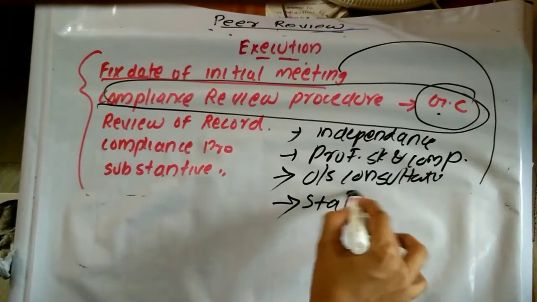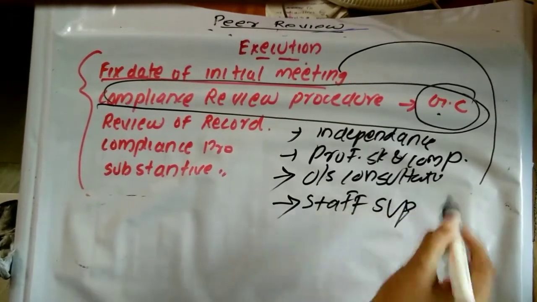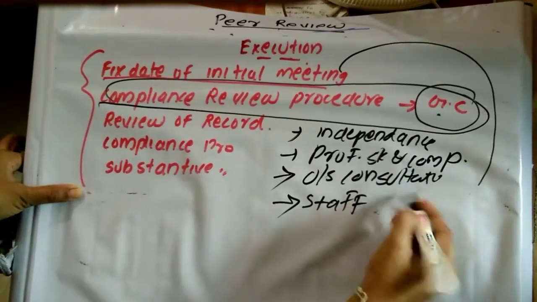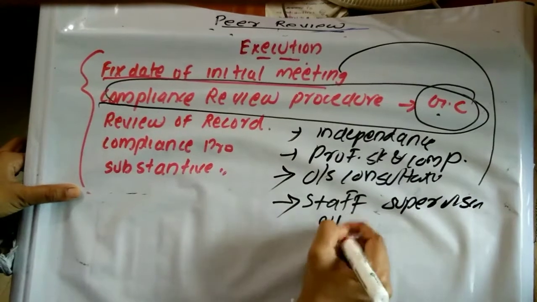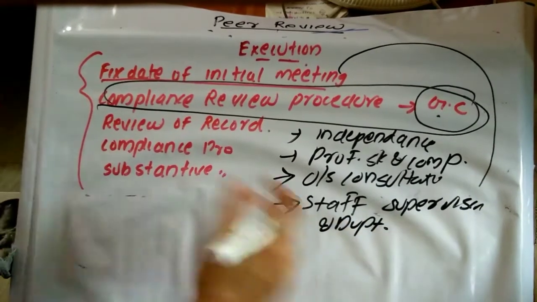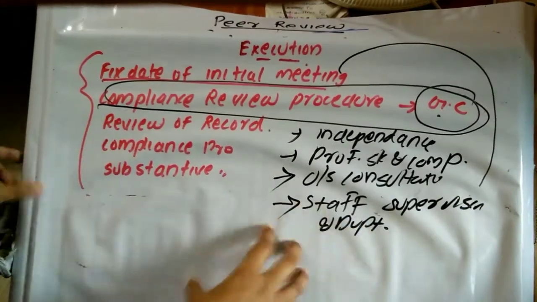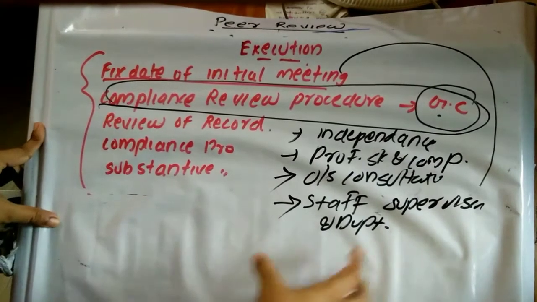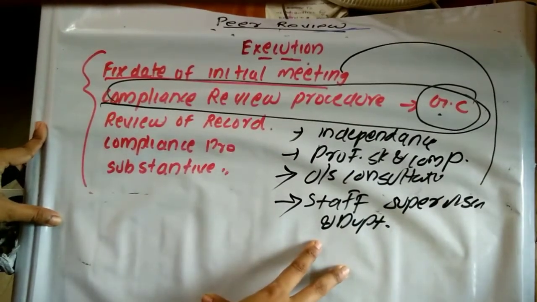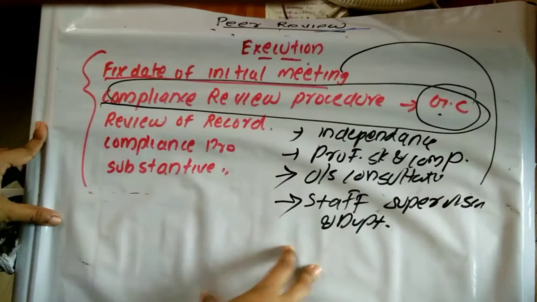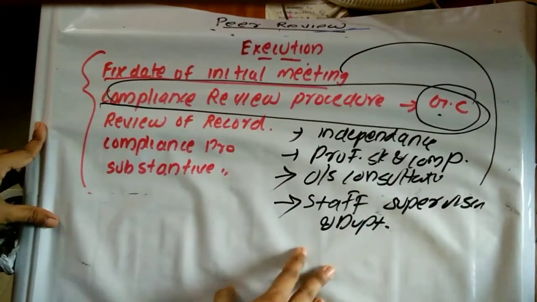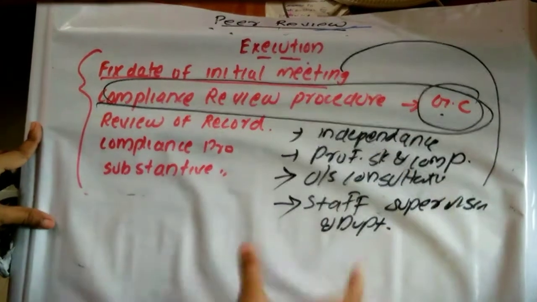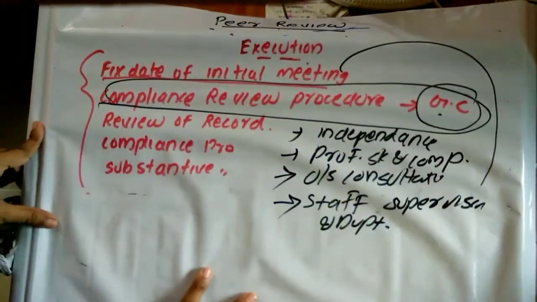Staff supervision and development. Whether appropriate supervision has been done upon the staff, whether appropriate direction has been provided to the staff with respect of complicated areas that have more importance, or whether training programs have been provided to the staff. These are mainly for the purpose of enhancing the quality of assurance services.